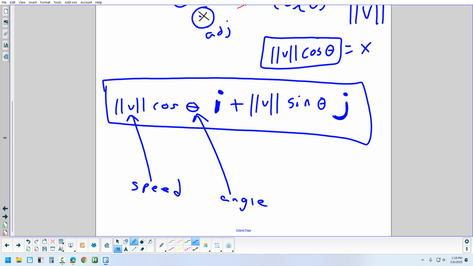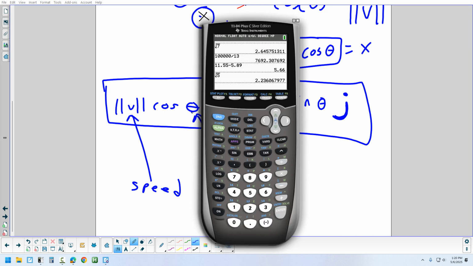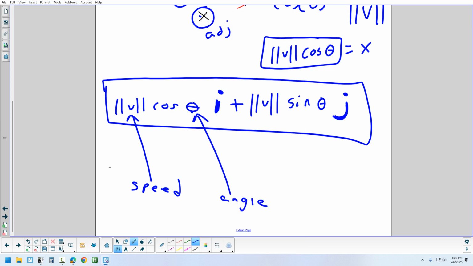So if you threw something at 90 degrees, it would be straight up. If you threw something straight up, would it move left and right? No. So what's the angle for straight up? 90. Look what happens if you take the cosine of 90. 0. When you throw straight up, there's no horizontal. It doesn't move forward. It just goes up.